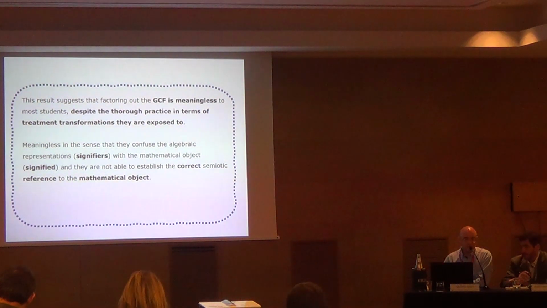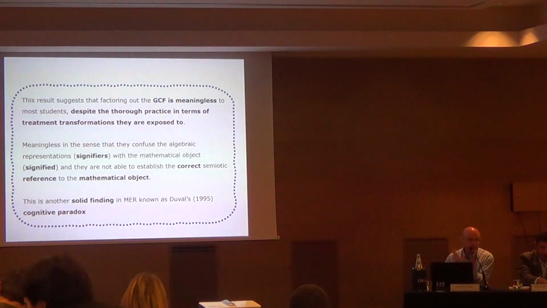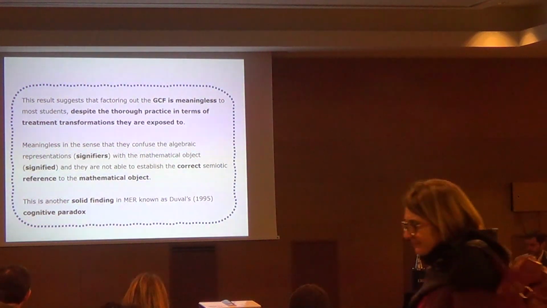And another important result that this item shows is that the students are not able to distinguish between the signifier and the signified. What happens is they identify the representation with the mathematical object, and this is the reason why they just sum the exponents: they're not able to understand the meaning of the symbols and just use the symbol without any reference to the mathematical concept. And this is a very important confirmation of a solid finding, which is called the cognitive paradox of Duval. I don't have time to explain it, but basically the students' mathematical objects are inaccessible, and so what students do is identify the mathematical object with its representation. And the challenge in teaching and learning of mathematics is to allow students to make this distinction.